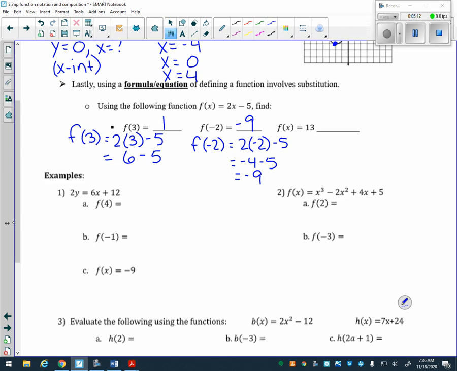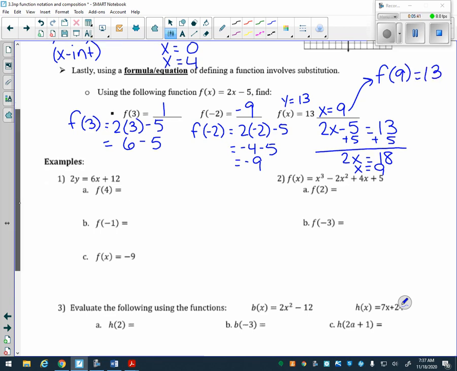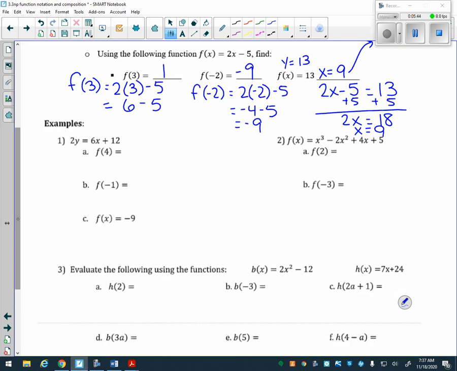Then the last one means y equals 13. So we have 2x minus 5 equals 13. We add 5 to both sides. We have 2x equals 18. Divide by 2, and x equals 9. So if I was to write this in function notation, f of 9 equals 13. We have examples here for you to try. Pause the video and try number 1, A through C, and number 2.